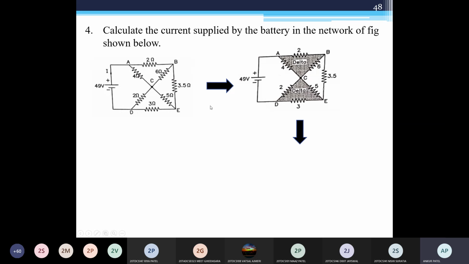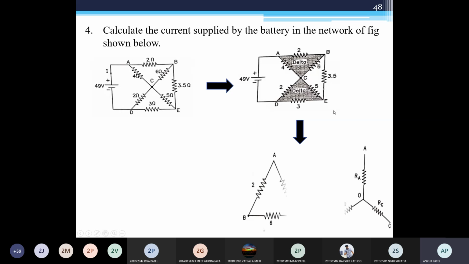Okay, so here two deltas are given. The naming is already given, ABC and CDE. So what will we do here? We need to solve both deltas, then we'll get the answer. First we will solve this ABC delta, then this CDE delta.